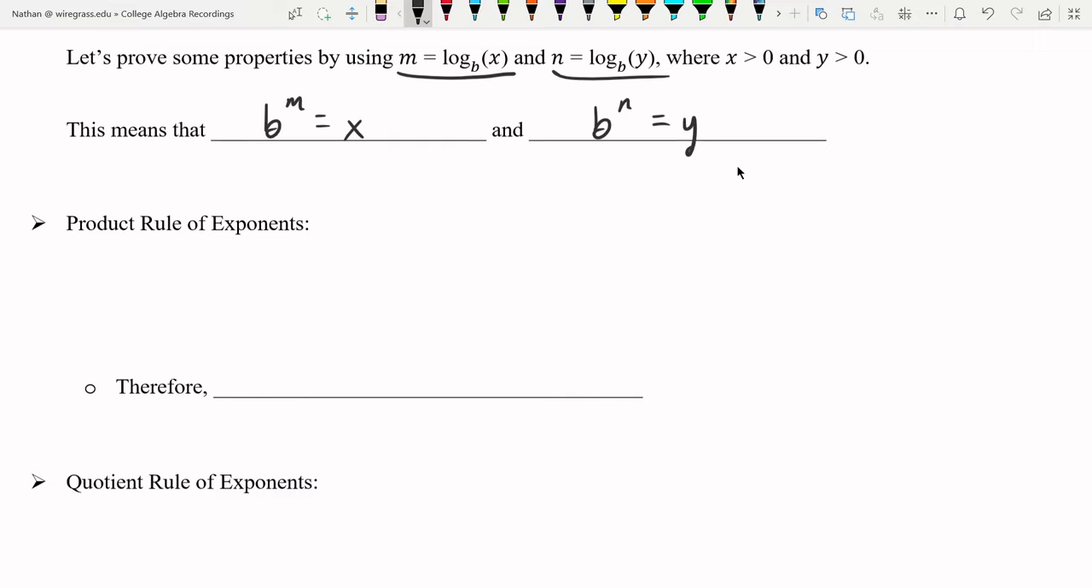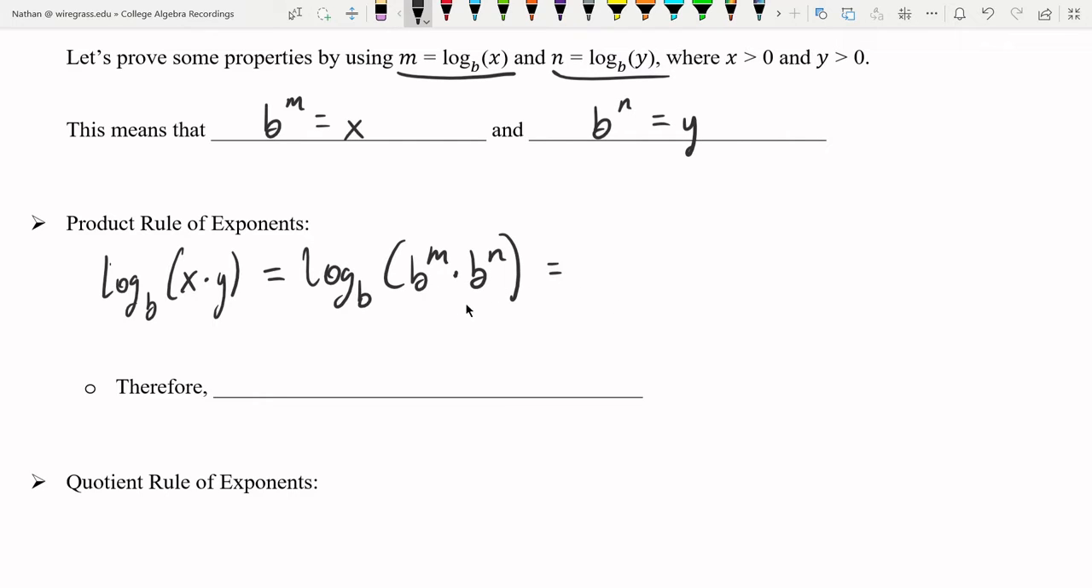The first property we're going to look at is the product rule of exponents. So what we're going to do is multiply what's on the inside of a logarithm, in this case log base b of x times y. I haven't specified what x and y are, but any two things, if you multiply them inside of a logarithm, we can replace x, which is just b to the m. So I get log base b of b to the m times, y is just b to the n, so b to the n power.